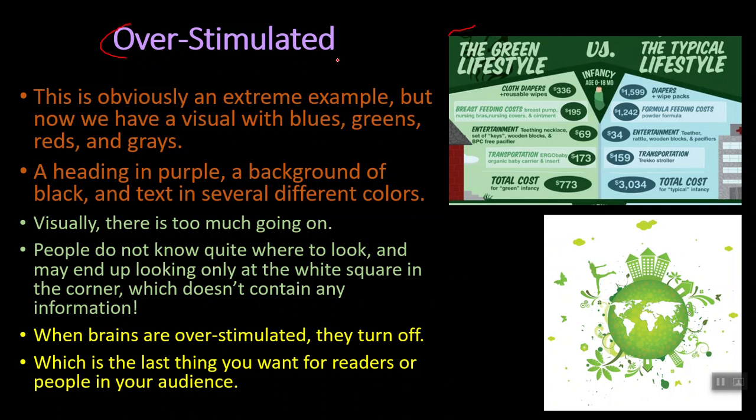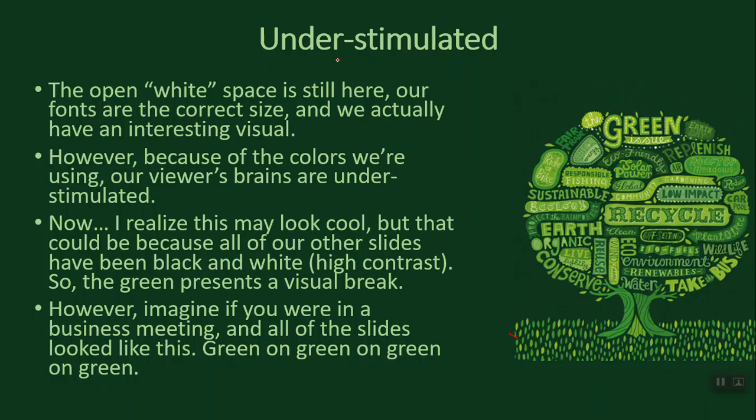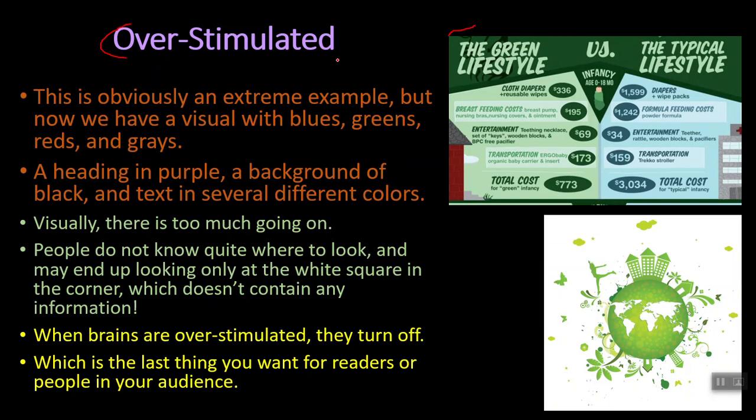So when our brains are overstimulated like that, they actually turn off the same way they do when they're understimulated. If you're looking just at this over and over and over, you become understimulated, your brain shuts off and you start thinking of other things. When you're overstimulated, your brain shuts off, or it's in hyper mode where you're not really taking in the information that you need to. That's really the last thing that you want for your readers or the people in your audience.